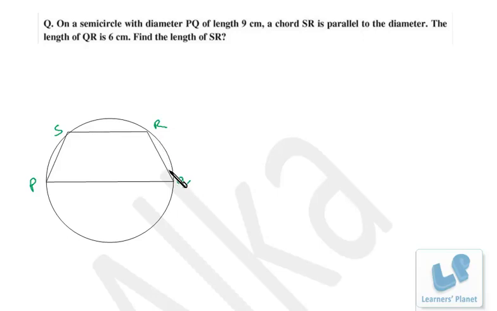QR, that means this chord is of 6 cm, right? This is the center. This is length 6. Now if it is 6, it has to be 6. Reason? Because a trapezium can be inscribed in a circle only if it is an isosceles trapezium, right? So if it is 6, it has to be 6, right? Now we know the length of PQ, that's 9, right? We have to find out the length SR.